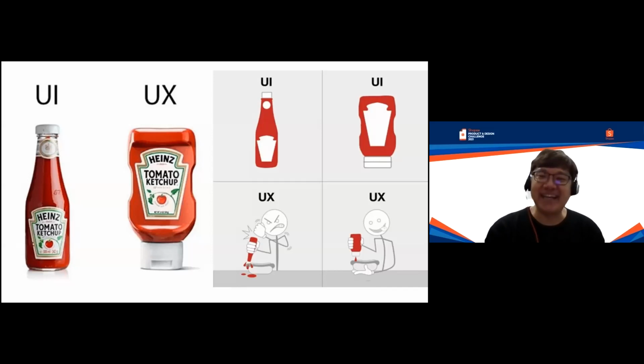So they redesigned it, right? They designed a new shape. And of course, they also considered UI, so it's not bad looking, but they focused more on how it functions, how easy it is to use. So right now they use gravity. The bottle is upside down. You can just stand it upside down, and it's easy to squeeze because it's made of soft plastic that is easy for users to squeeze. And that's UX.